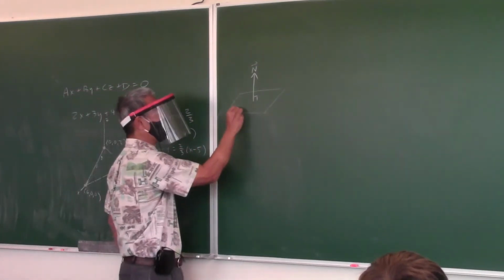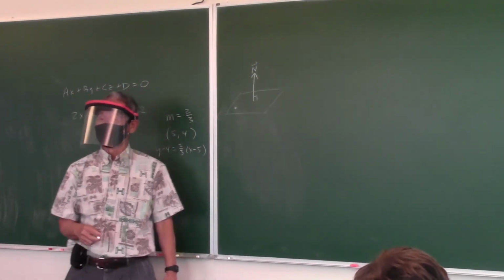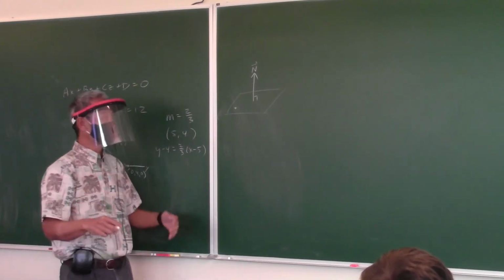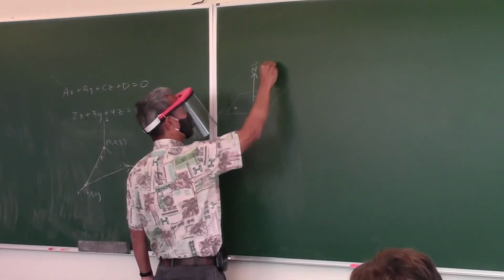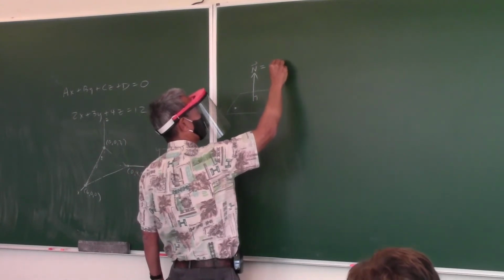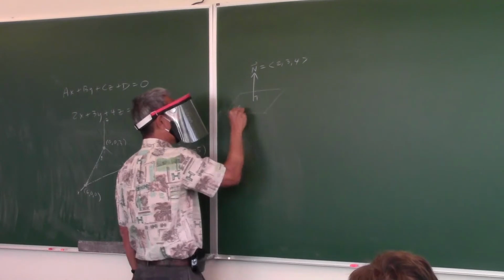And then you need a point. Those are the two things you need to write an equation of a plane. So let me show you how it works. Suppose this normal vector is, give me some components. 2, 3, 4. And then you're given a point.